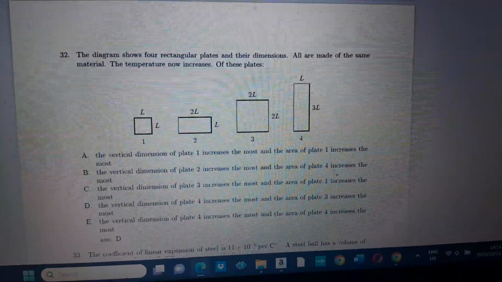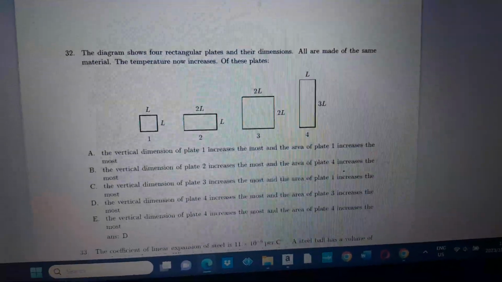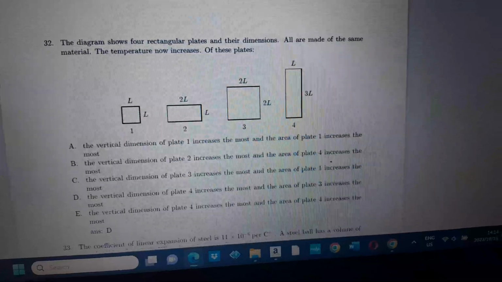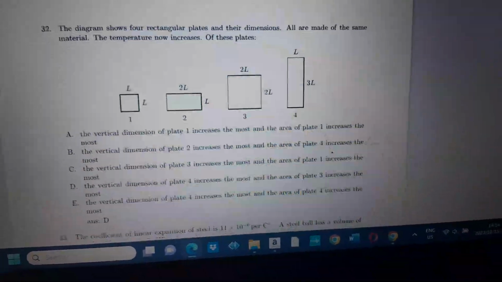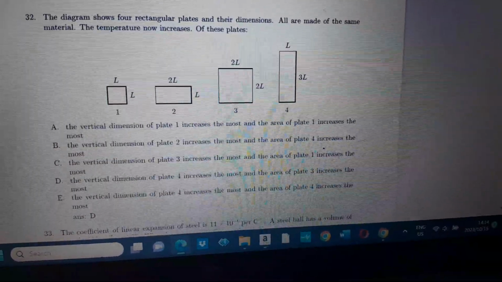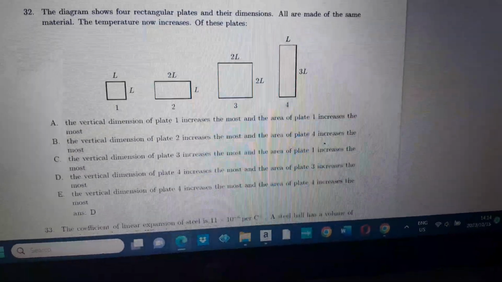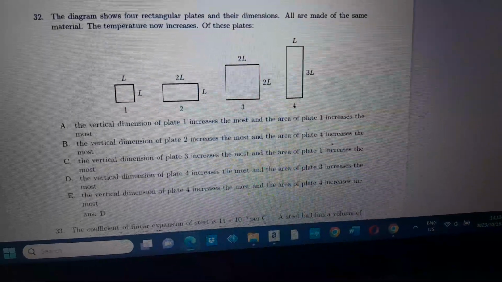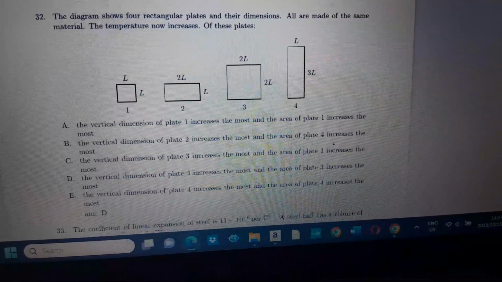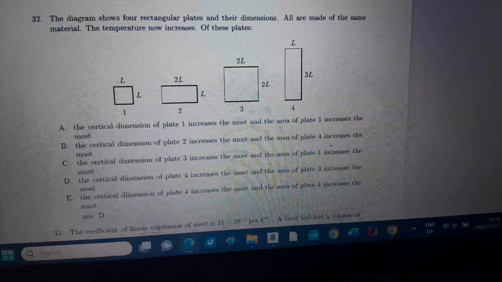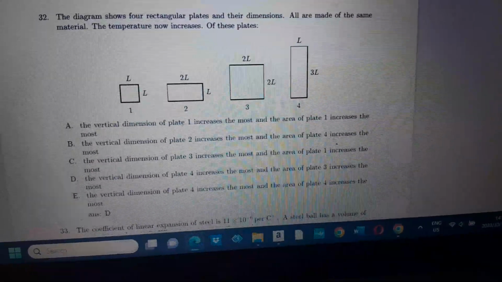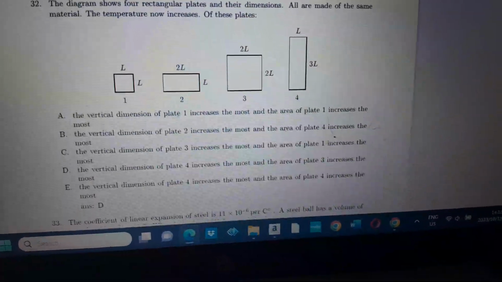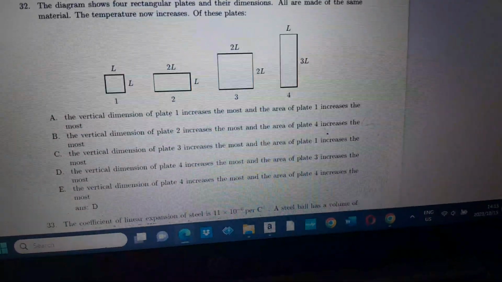The diagram shows 4 rectangular plates and their dimensions. All are made of the same material. The temperature now increases. Of these plates, the vertical dimension of plate 4 increases the most, and the area of plate 3 increases the most.